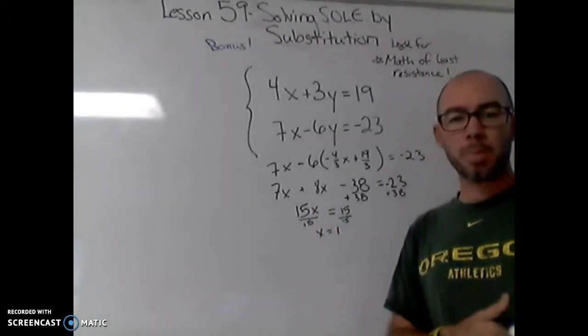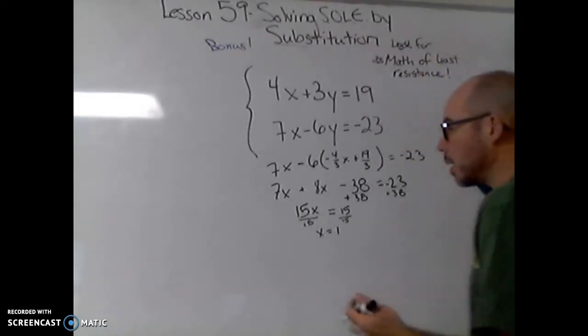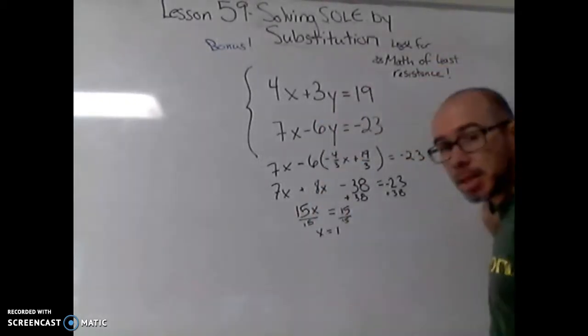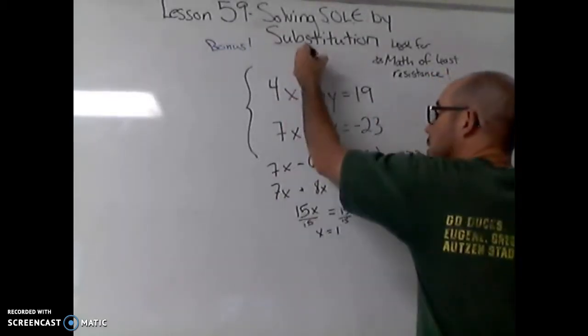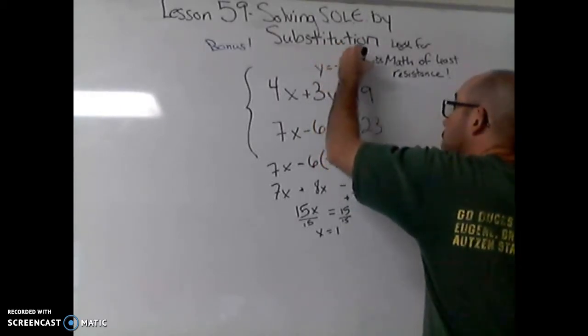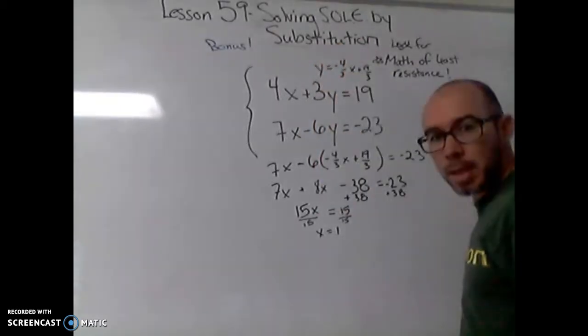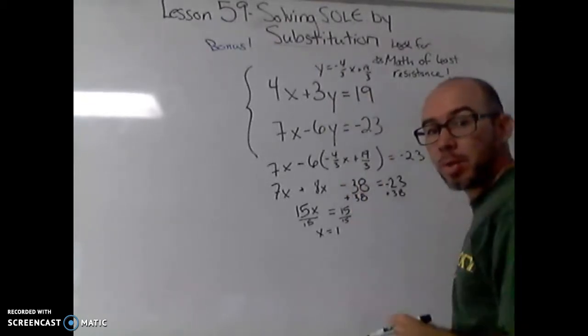Oh, I feel so much better now that I got an answer like that. And now remember, I got choices. I can go back to either of these two equations or to my equation that y equals negative 4/3 x plus 19/3. I can use that one too and plug in 1 into any of those equations.